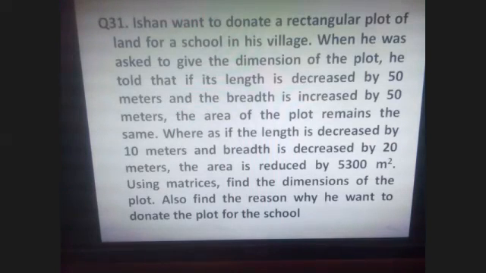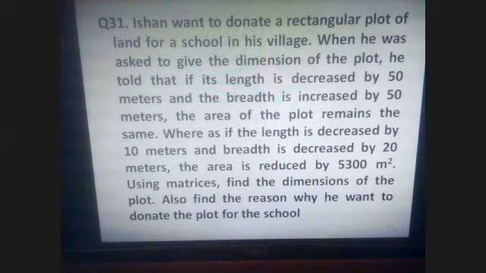Let us see. Ishan wants to donate a rectangular plot of land for a school in his village. When he was asked to give the dimensions of the plot, the school authorities asked him, come on, what is the dimension of the plot? He did not answer directly. What he answered is that if its length is decreased by 50 meters and the breadth is increased by 50 meters, the area of the plot remains the same. He did not say what the length is, what the breadth is.